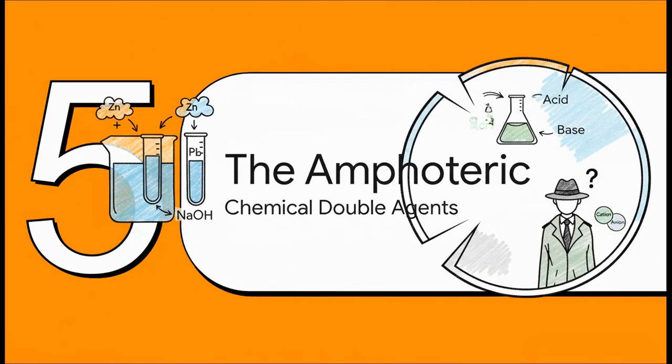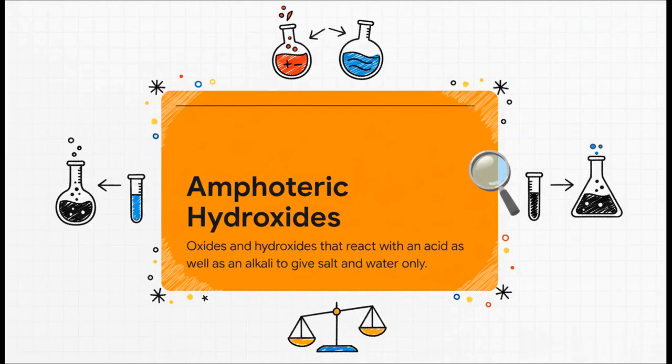Now, hang on a second. You might have noticed something a little weird back on our evidence board. Remember how some of those precipitates, like the ones from zinc and lead, actually dissolved when we used the strong alkali NaOH? Why would that happen? Well, it's because they're part of a special group of suspects. This special group is called amphoteric hydroxides. The best way to think about them is like chemical double agents. They kind of play for both sides.